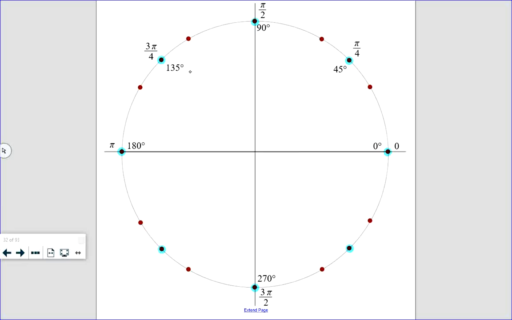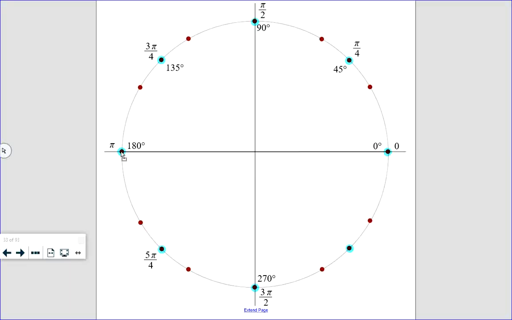If I continue this process, don't forget this was 1, 2, 3 pi over 4. Well, this would be 4 pi over 4. But 4 over 4 is 1, so it's pi. This would have to be then 5 pi over 4.